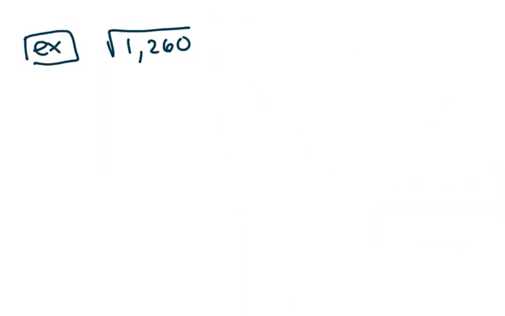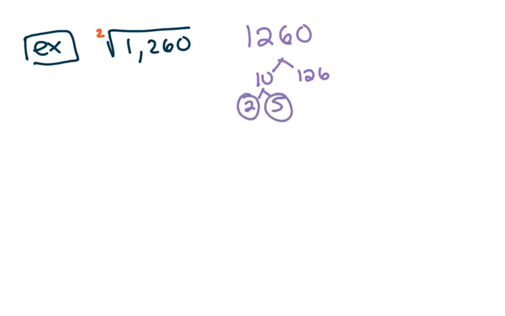All right. So here's the big one. So 1260. Again, there's no little index, so it's automatically a 2. And I know that it ends in a 0, so definitely 10 goes into 1260. So 10 times 126. 10 I can break down to 2 and 5. 2 is a prime number and 5 is a prime number.